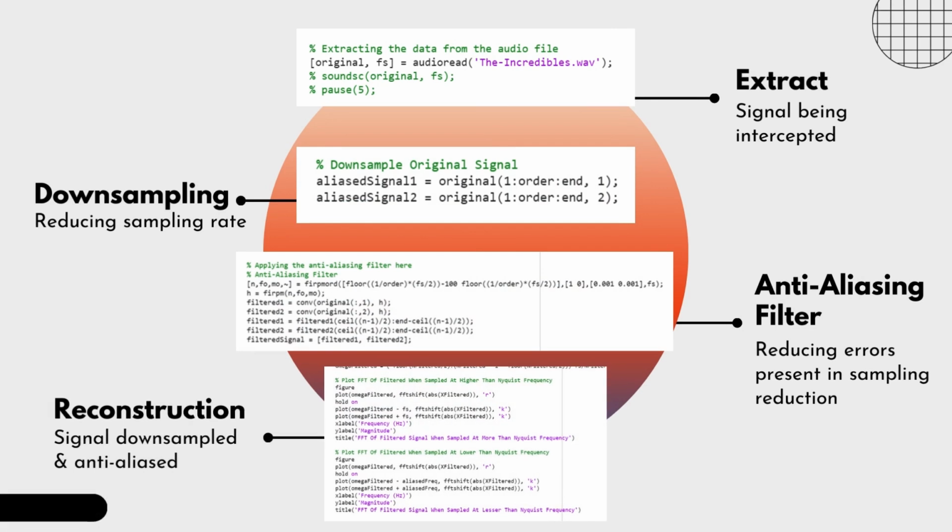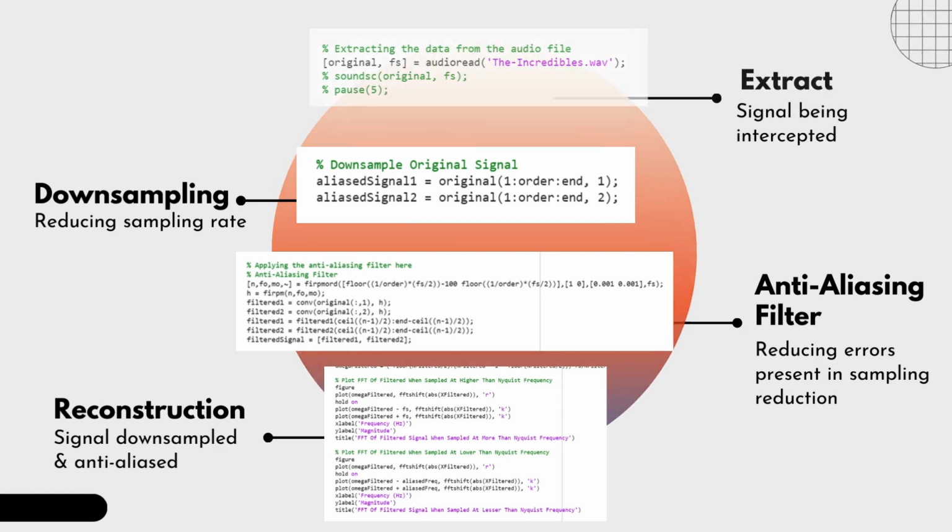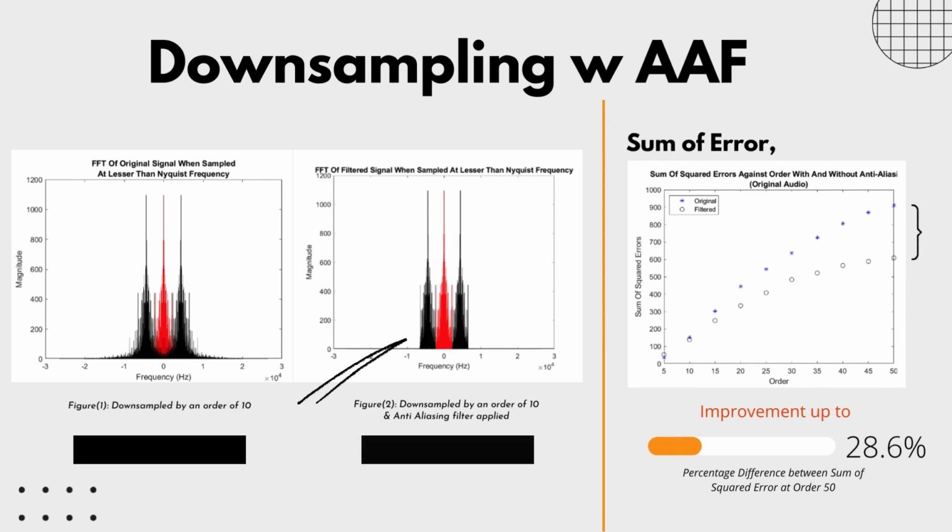Downsampling involves reducing the sampling rate, while reconstruction includes downsampling the signal and applying anti-aliasing filters to reduce errors. This process helps maintain the integrity of the signal while reducing its size. Here, we compare downsampling with and without an anti-aliasing filter. The use of an anti-aliasing filter significantly improves the quality by reducing the sum of errors, demonstrating the importance of this step in the downsampling process.